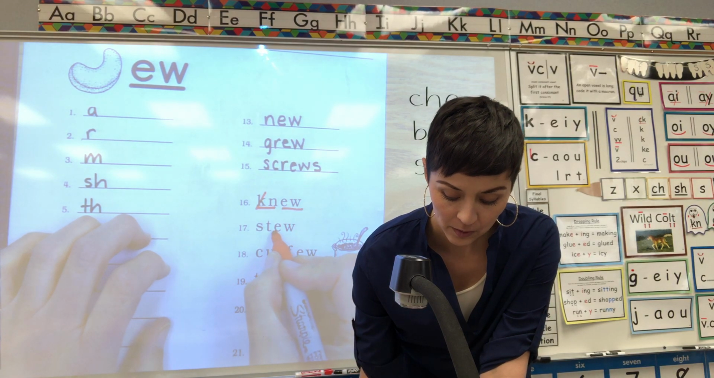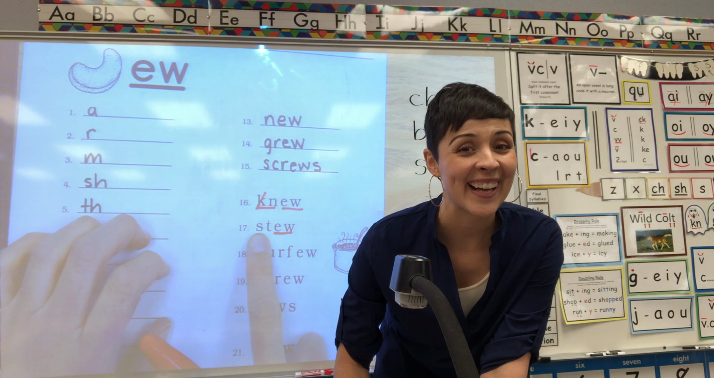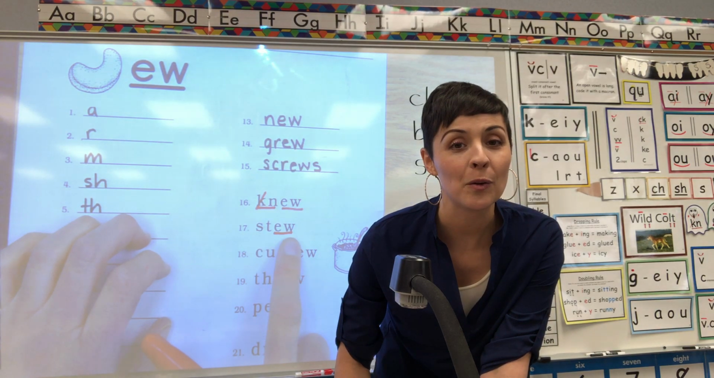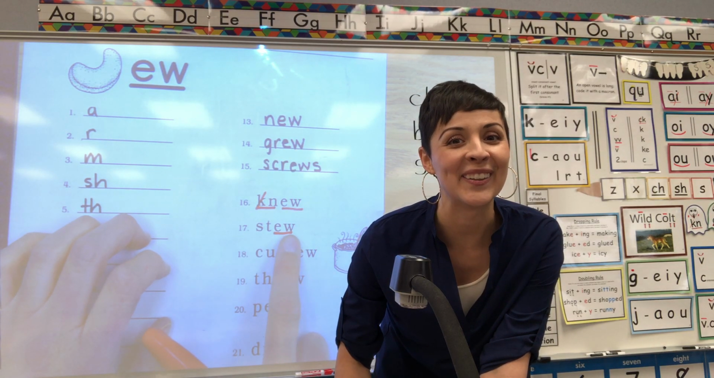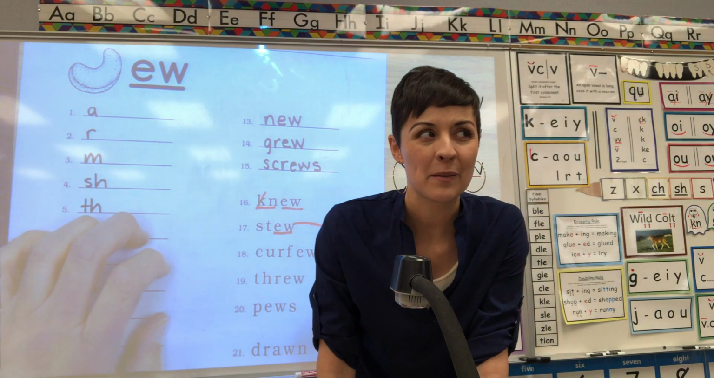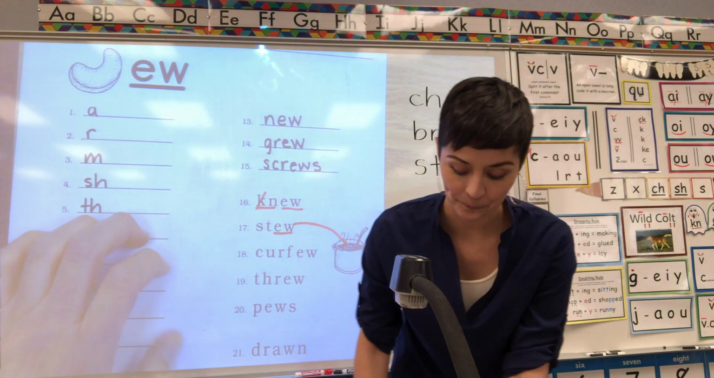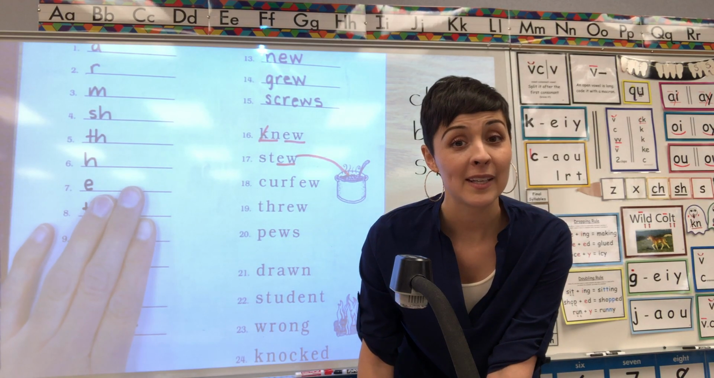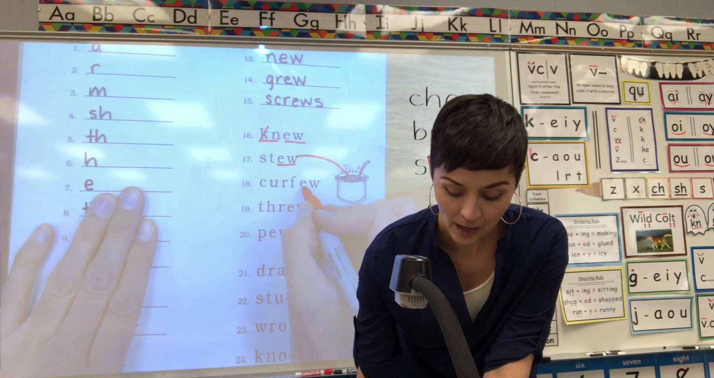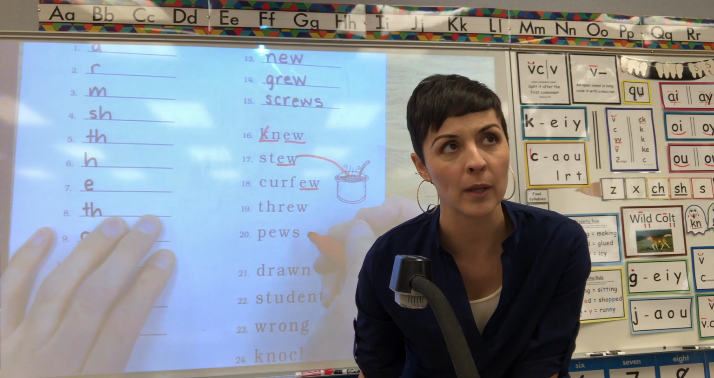17, EW says ooh, underline. Read it with me, get ready. St, ooh, what word? Stew, you got it. There's a picture of the stew, which reminds me, yes, I do have a story for you after this. It's about stew. 18, digraph EW says ooh, underline. Actually, I think EW is going to say you in this word.